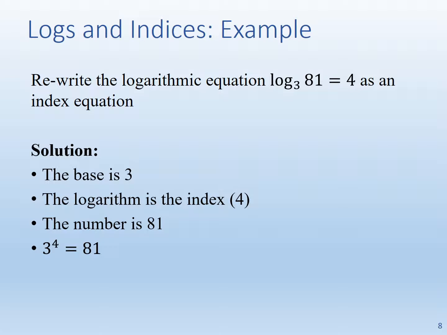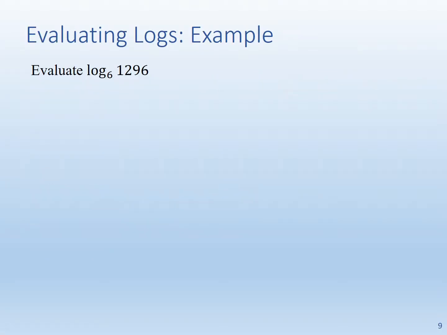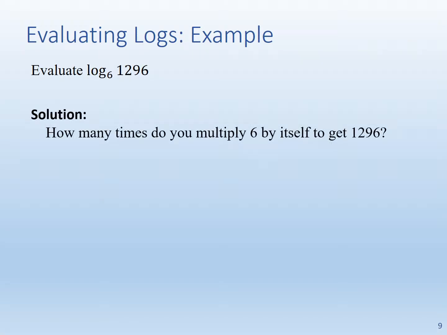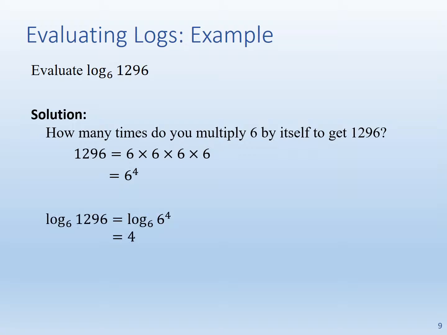Here we're asked to evaluate log base 6 of 1296. So what we're really being asked here is to work out what the index is when we write 1296 as 6 to some power. So 1296 is 6 by 6 by 6 by 6, which is 6 to the power of 4. So our logarithm is going to be that index 4. So the log base 6 of 6 to the power of 4 there is the index. The answer is 4. The log is just the index.